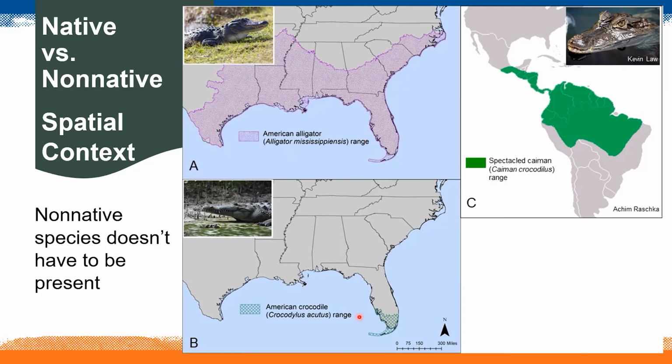Whereas the American crocodile down here at the bottom, we would say it's native to southern Florida, and the speckled caiman, it's native to northern South America and Central America. Now, just because something's non-native doesn't mean it has to be present in the location. For example, kangaroos are non-native to Florida, but we don't see them bouncing around in the woods as we walk around, right?